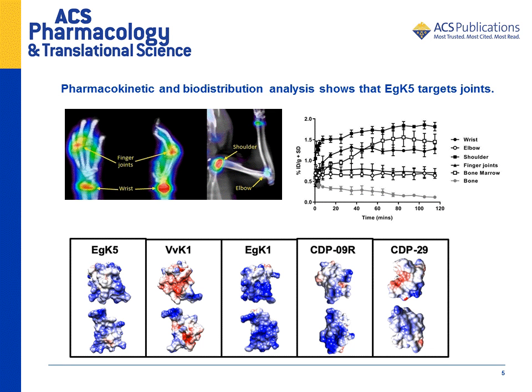Now, if you look at our plant defensins, EGK5, which targets joint, and EGK1 have a very strong positively charged electrostatic potential, whereas VVK1, the grapevine peptide, is much less positive and therefore should be less effective in going to the joint.